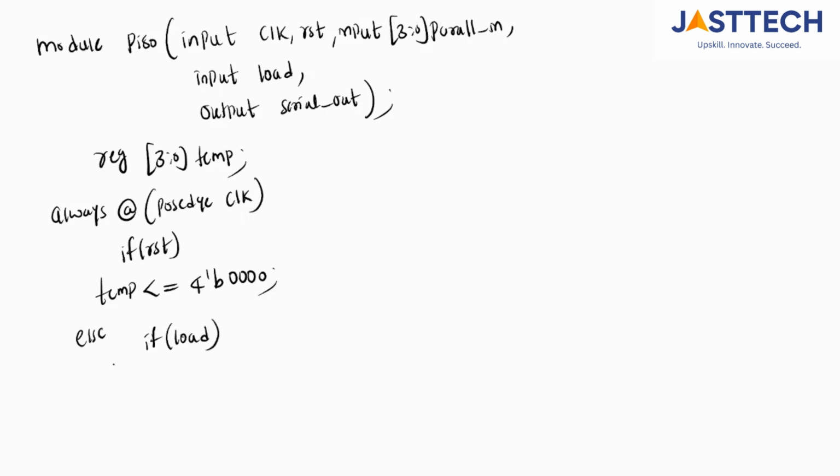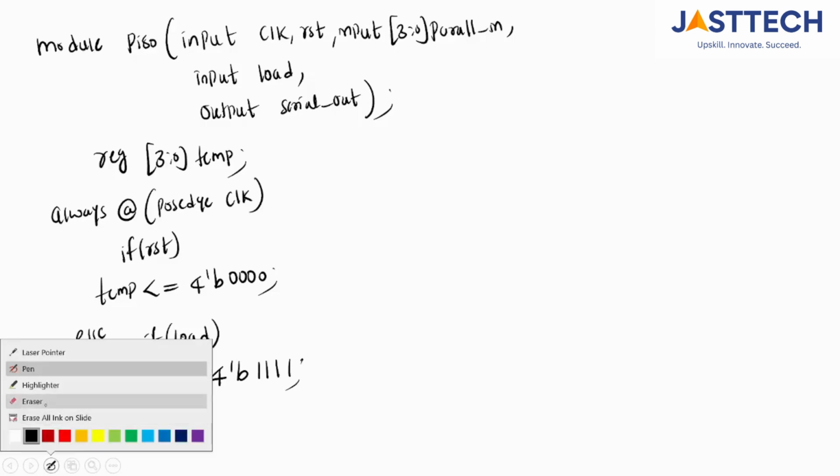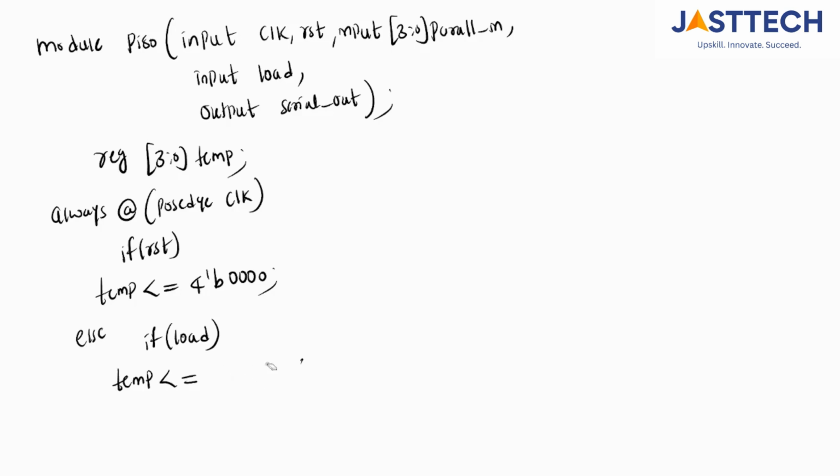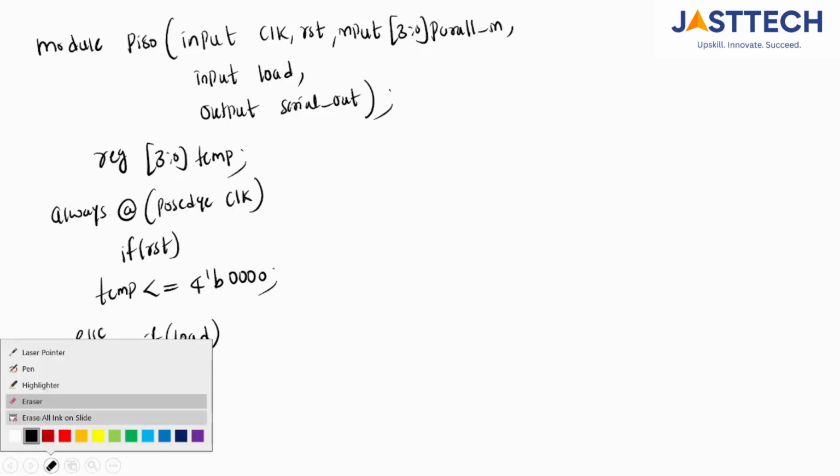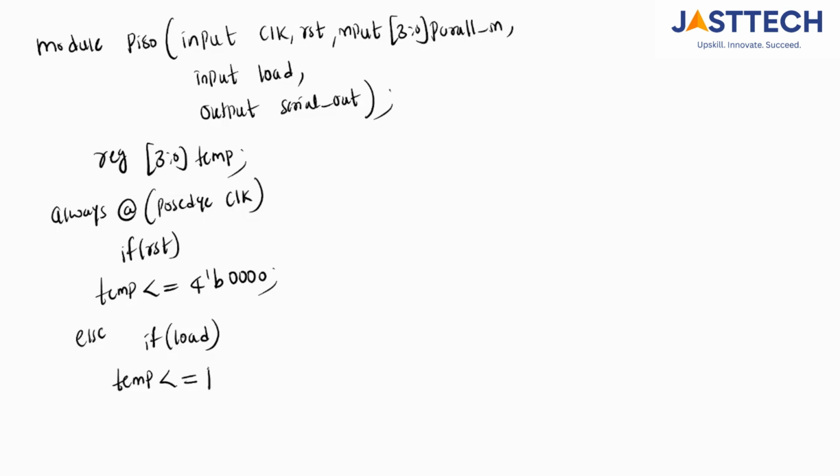If load equal to 1, I need to load the temp register with what? Sorry, I need to load with parallel data. So what is the parallel data? I need to load with parallel_in. So that is 4-bit data. Temp is initialized with parallel_in.